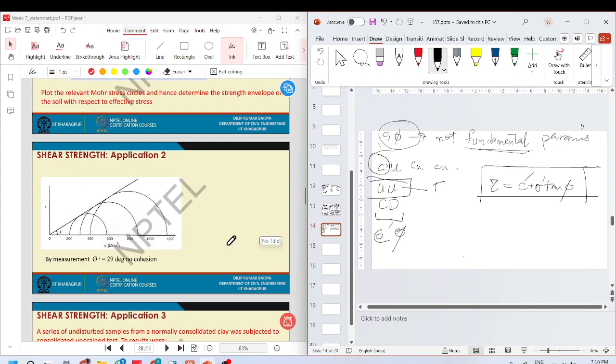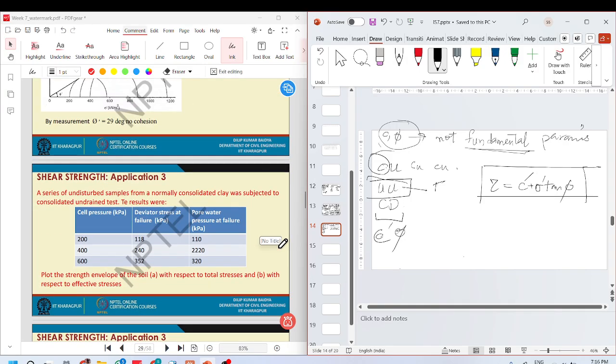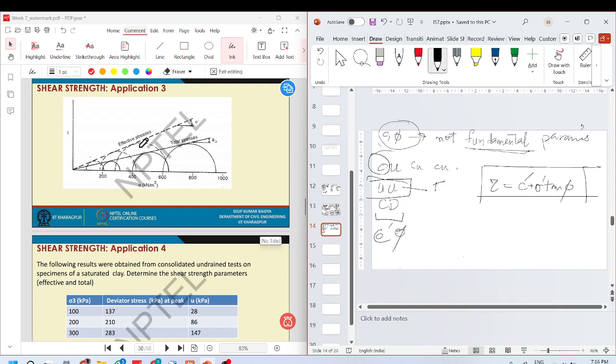This is the effective stress envelope with no cohesion. When you see a prime here, you should know that this is effective stress. These are the total stresses. If you see, basically what happened was you saw an effective stress envelope like this, but the total stress envelope was something like this.